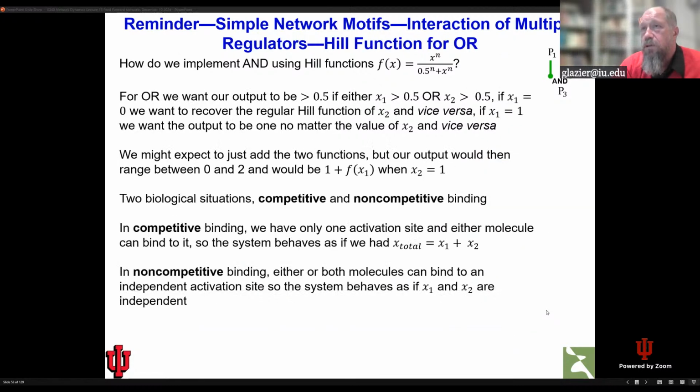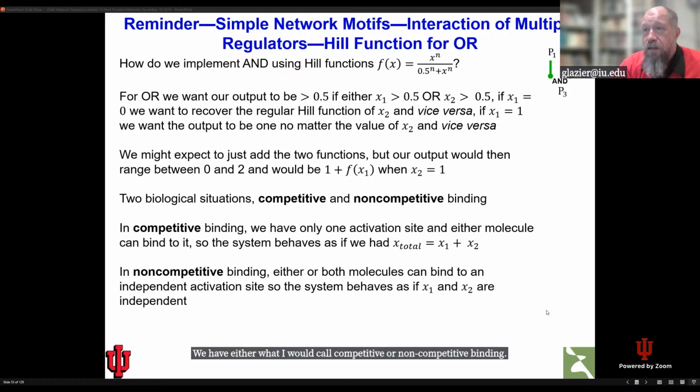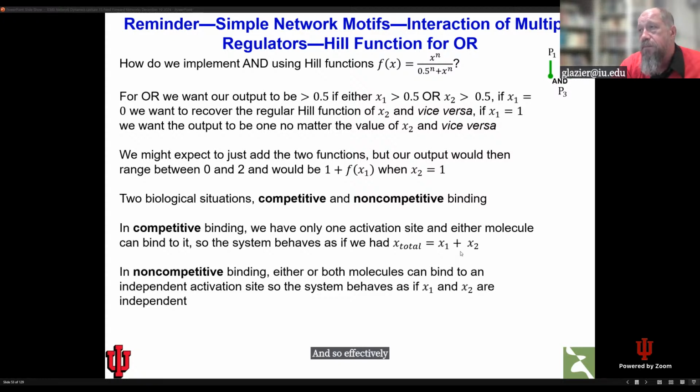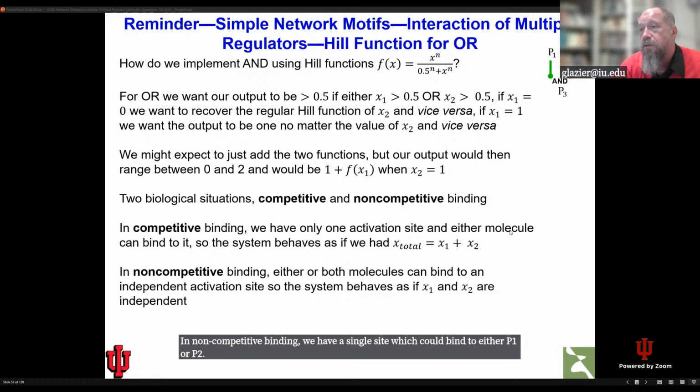For ORs, things are a little bit more complicated. Just adding doesn't work. We have either what I would call competitive or non-competitive binding. In competitive binding, we have a single activation site. And so effectively, the promoter P3 is effectively P1 plus P2. In non-competitive binding, we have a single site which could bind to either P1 or P2. They behave independently.